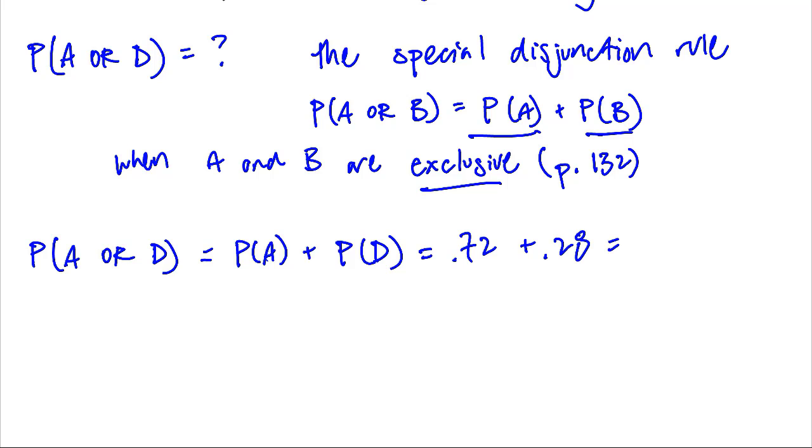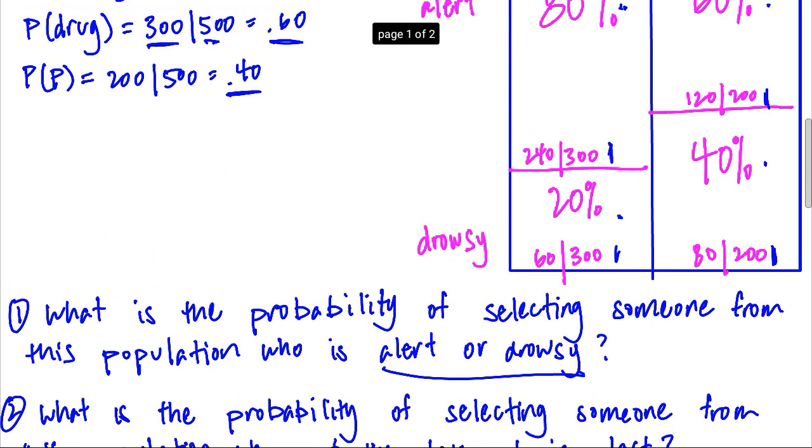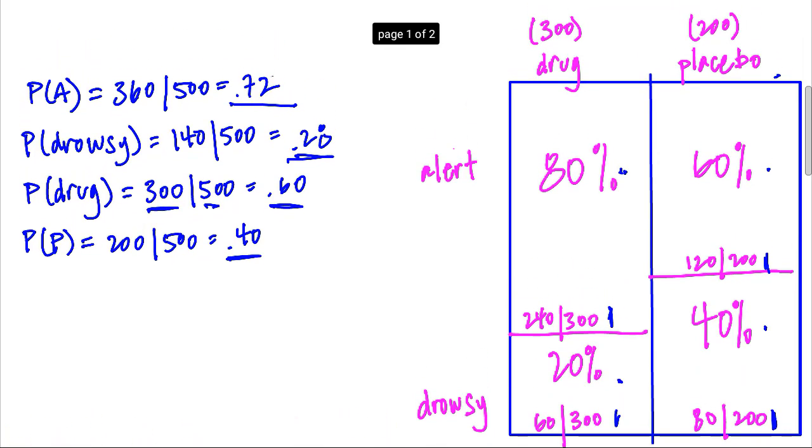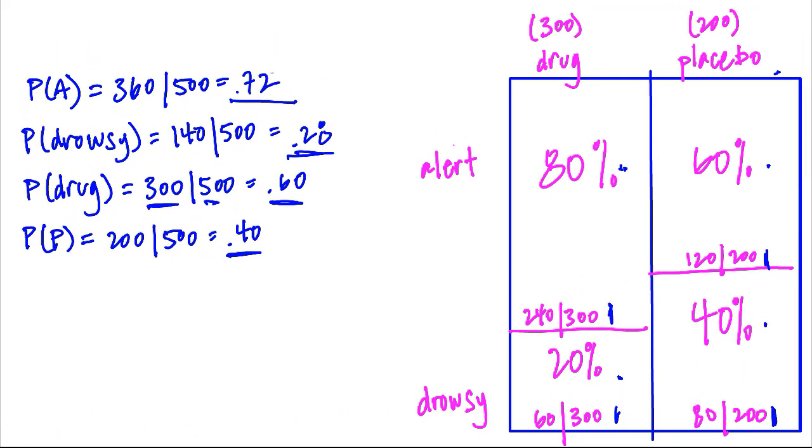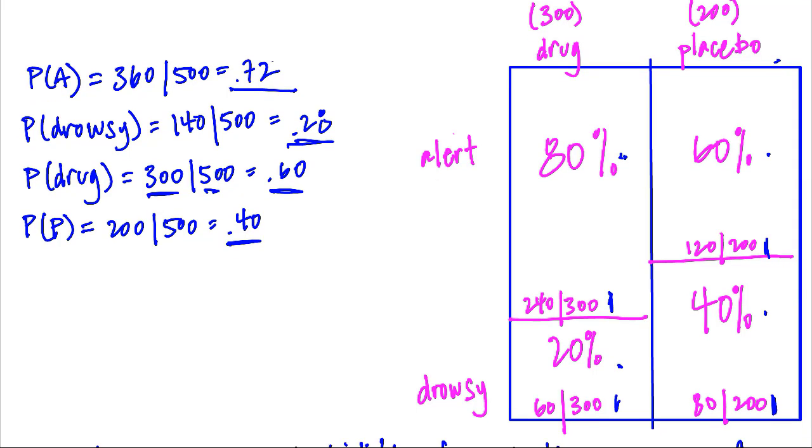0.72 plus 0.28 is going to give us 100%, which of course is what we expect because not only are alert and drowsy mutually exclusive, but they're also exhaustive, which is also defined on page 132. Which means that in our population, or the way that our variable treatment is defined, everyone in this population has to have either gotten the drug or gotten the placebo. Those two exhaust the possibilities.